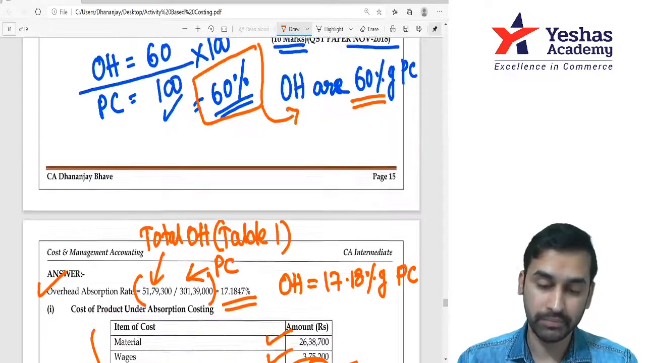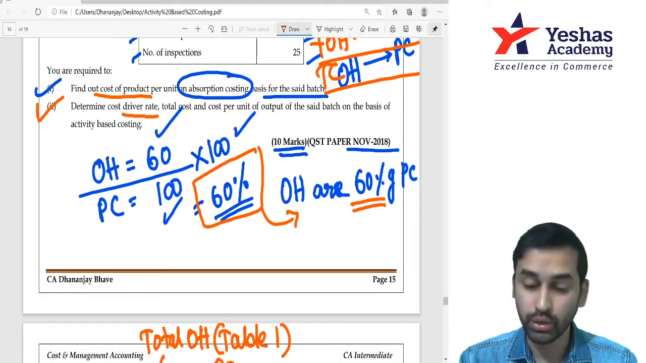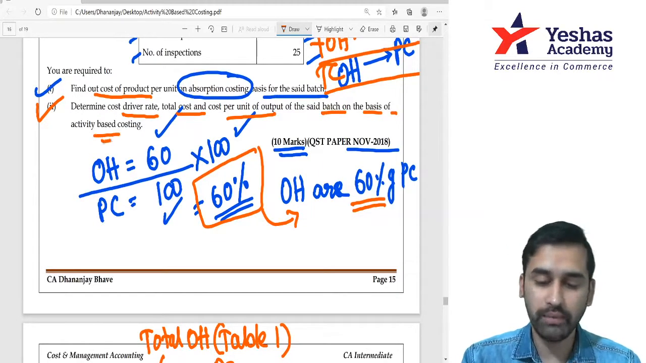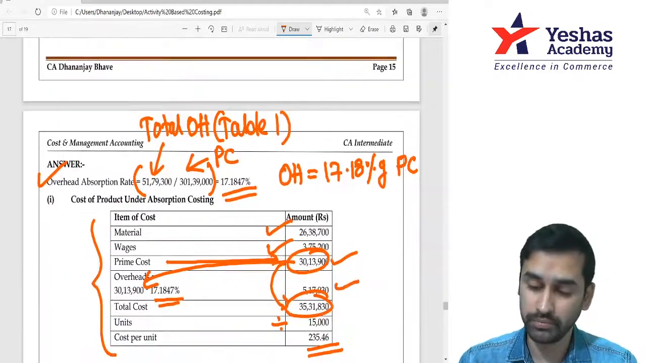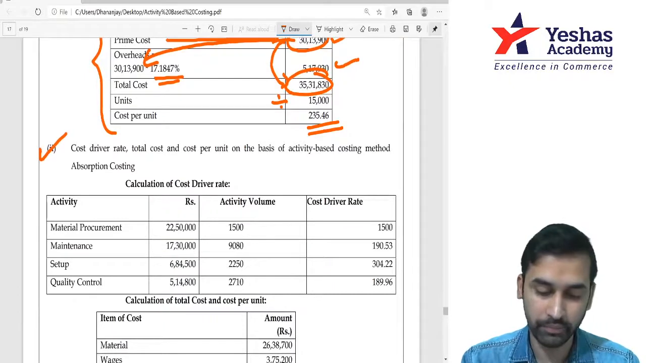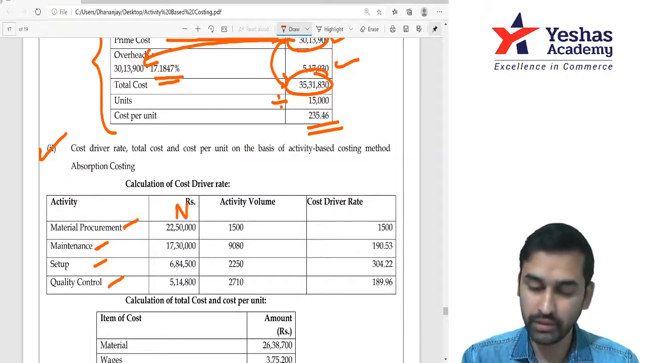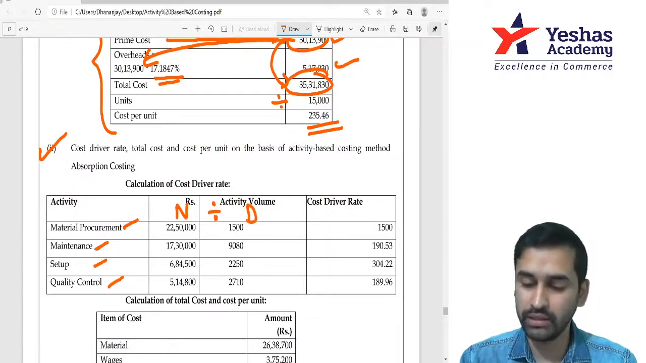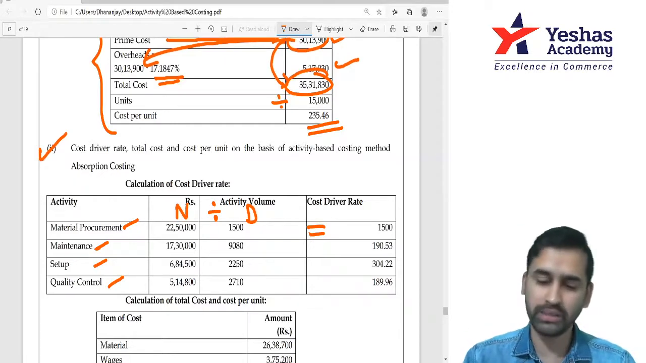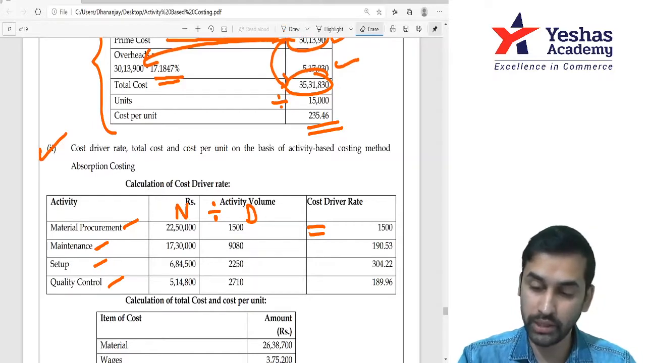Let me go back. What is sub question 2? Determine cost driver rate, total cost per unit of the same batch using ABC. That means now I have to do a working note, correct? To calculate cost driver rates. See, they have done the working note here: procurement, maintenance, setup and QC. This is your numerator. This is your denominator. If you divide this, you can also present it in this way. We did numerator by denominator. You can also present it this way. This is the numerator already here.